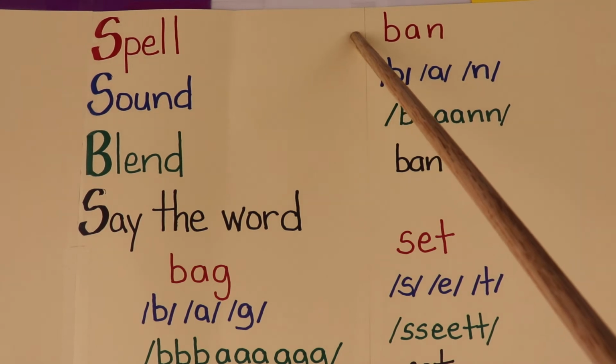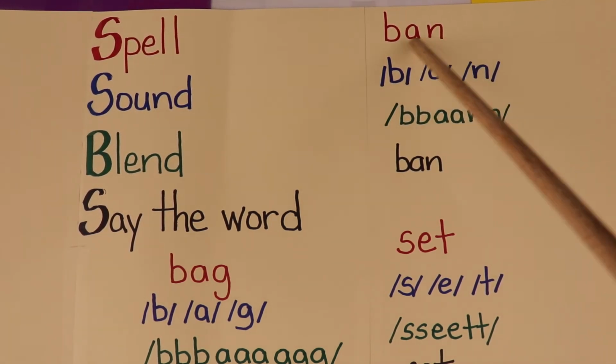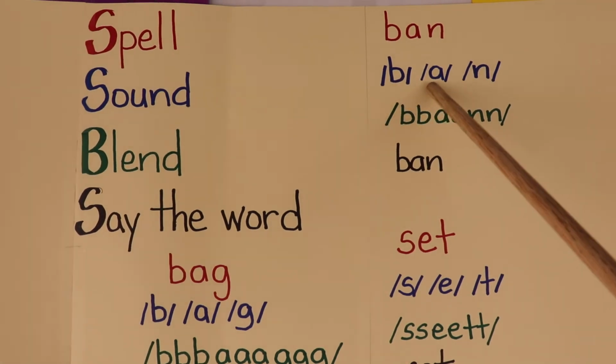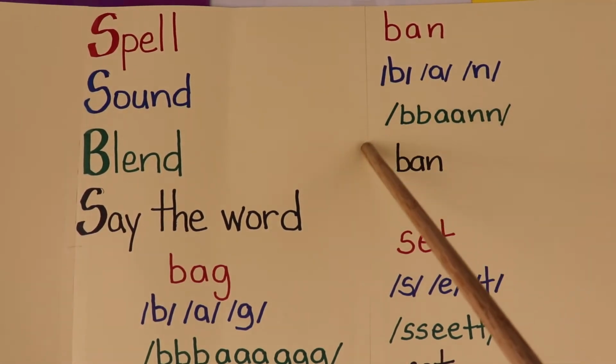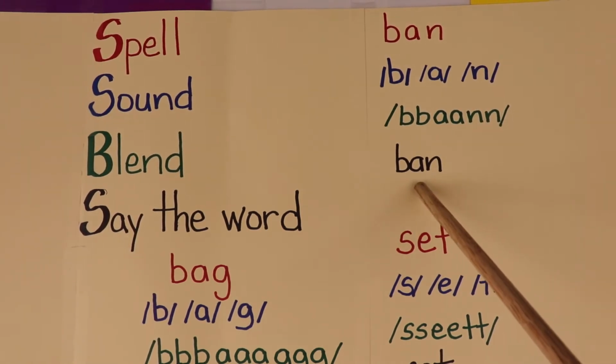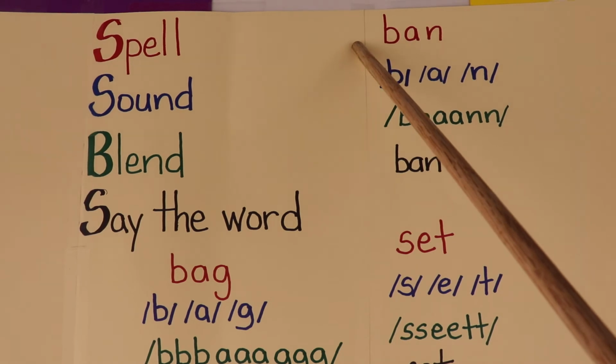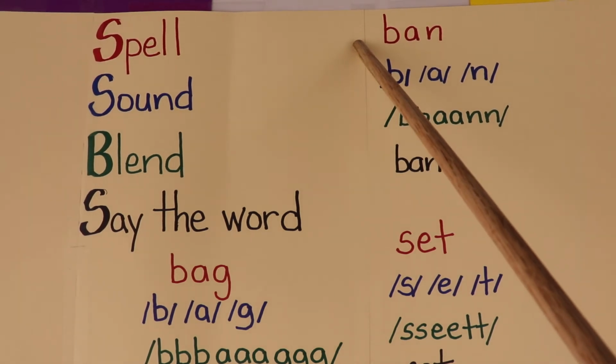So let's do it again. Spell B-A-N, sound B-A-N, blend ban. The word is ban. Good job. So now the volunteer and you are going to do it together by yourself.